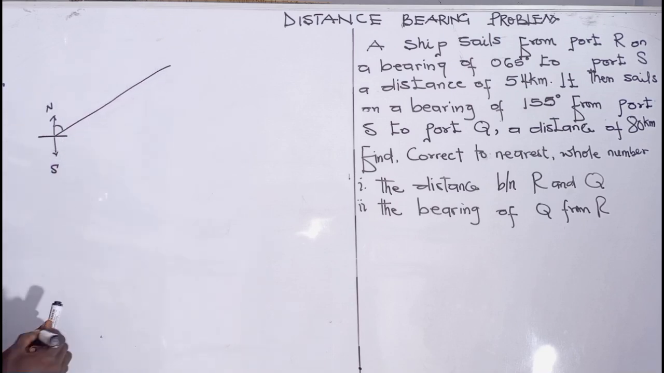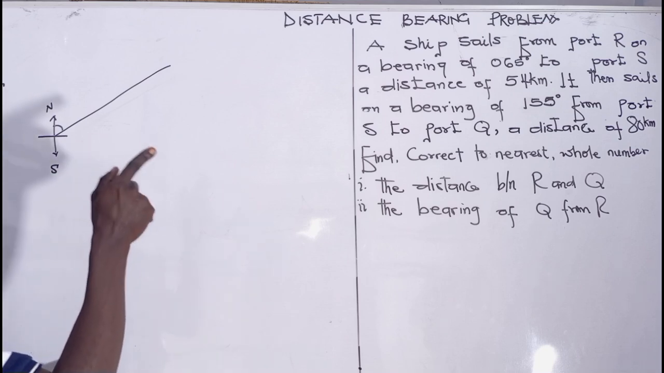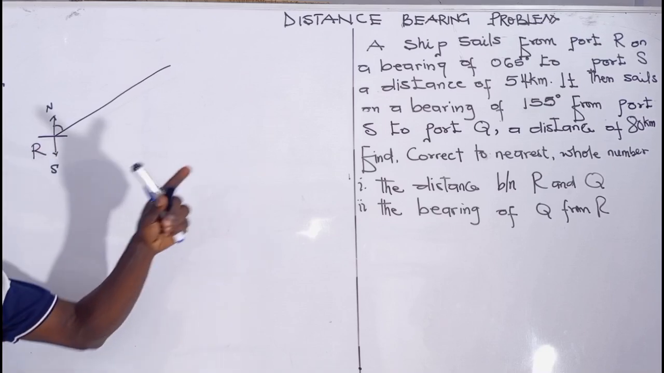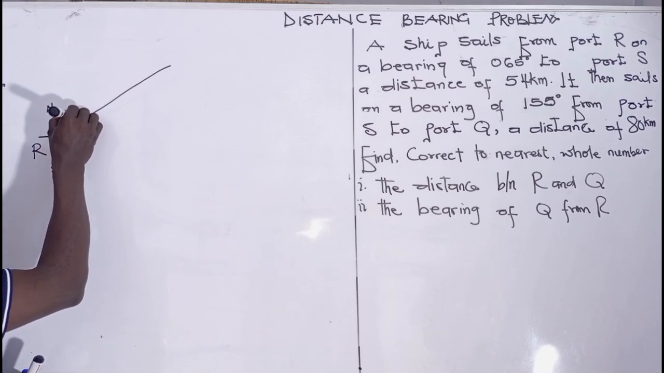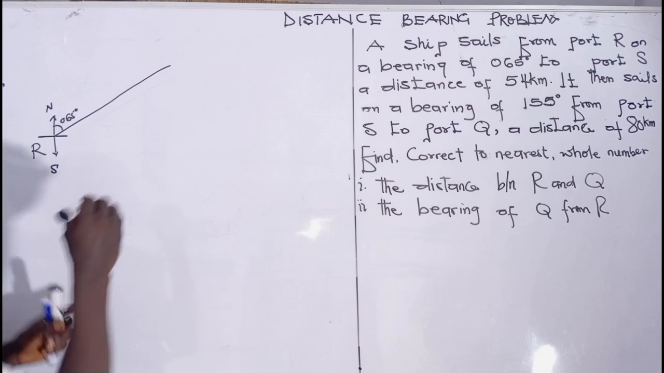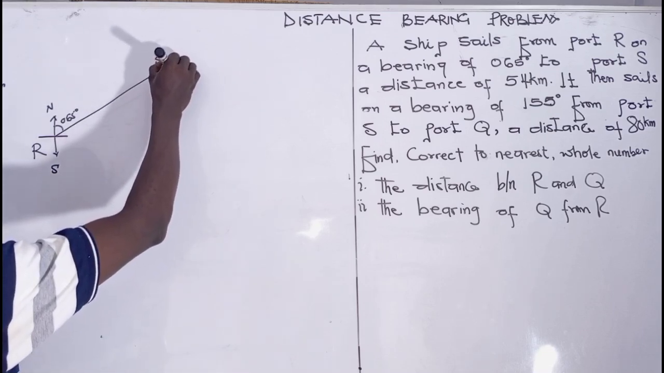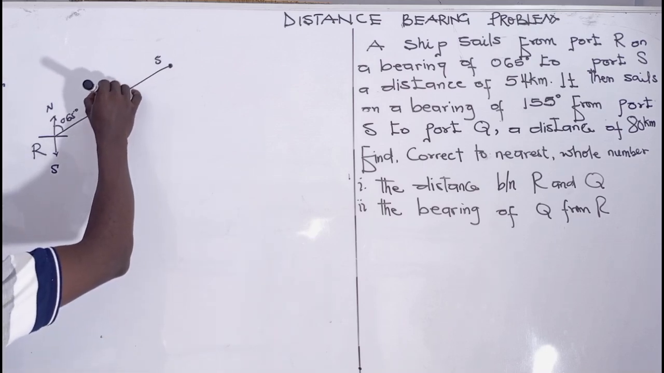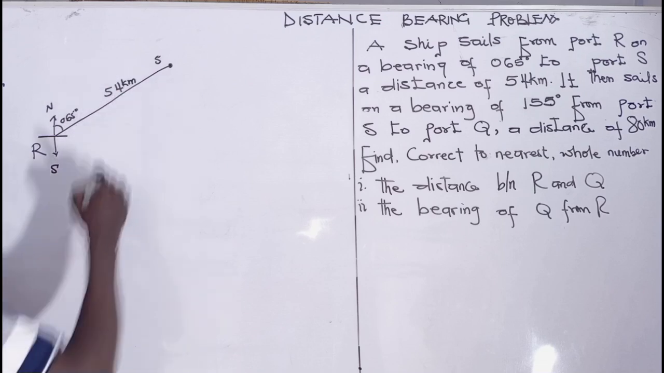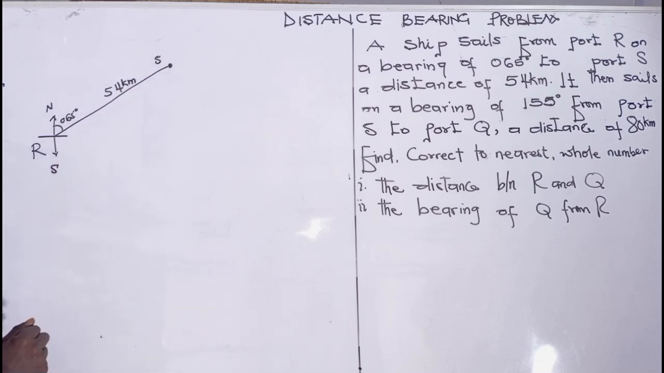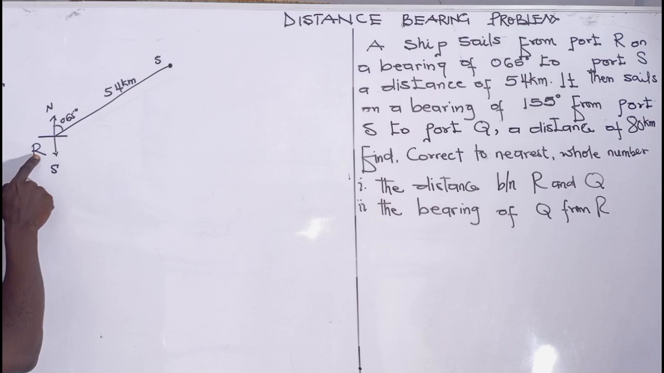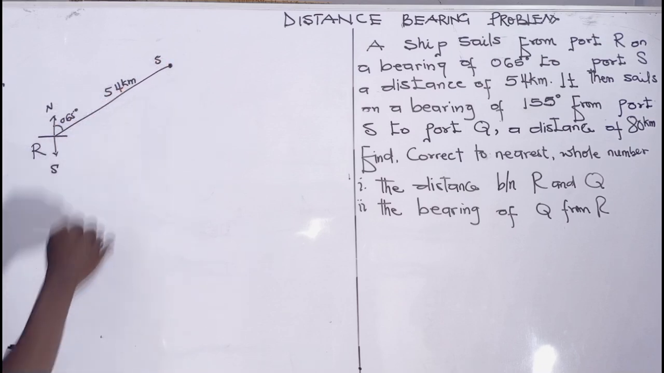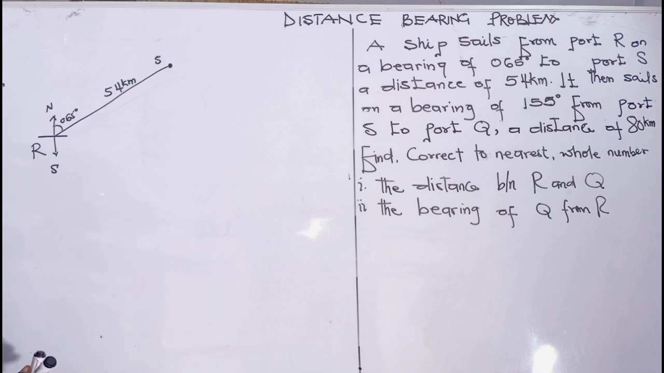Then we draw our line. A ship sails from port R, so from R will be here, on a bearing of 065 degrees to port S. So to port S is going to be here, a distance of 54 kilometers. So let's go through the first part. A ship sails from port R to port S on a bearing of 065 degrees, a distance of 54 kilometers. That is the first part.